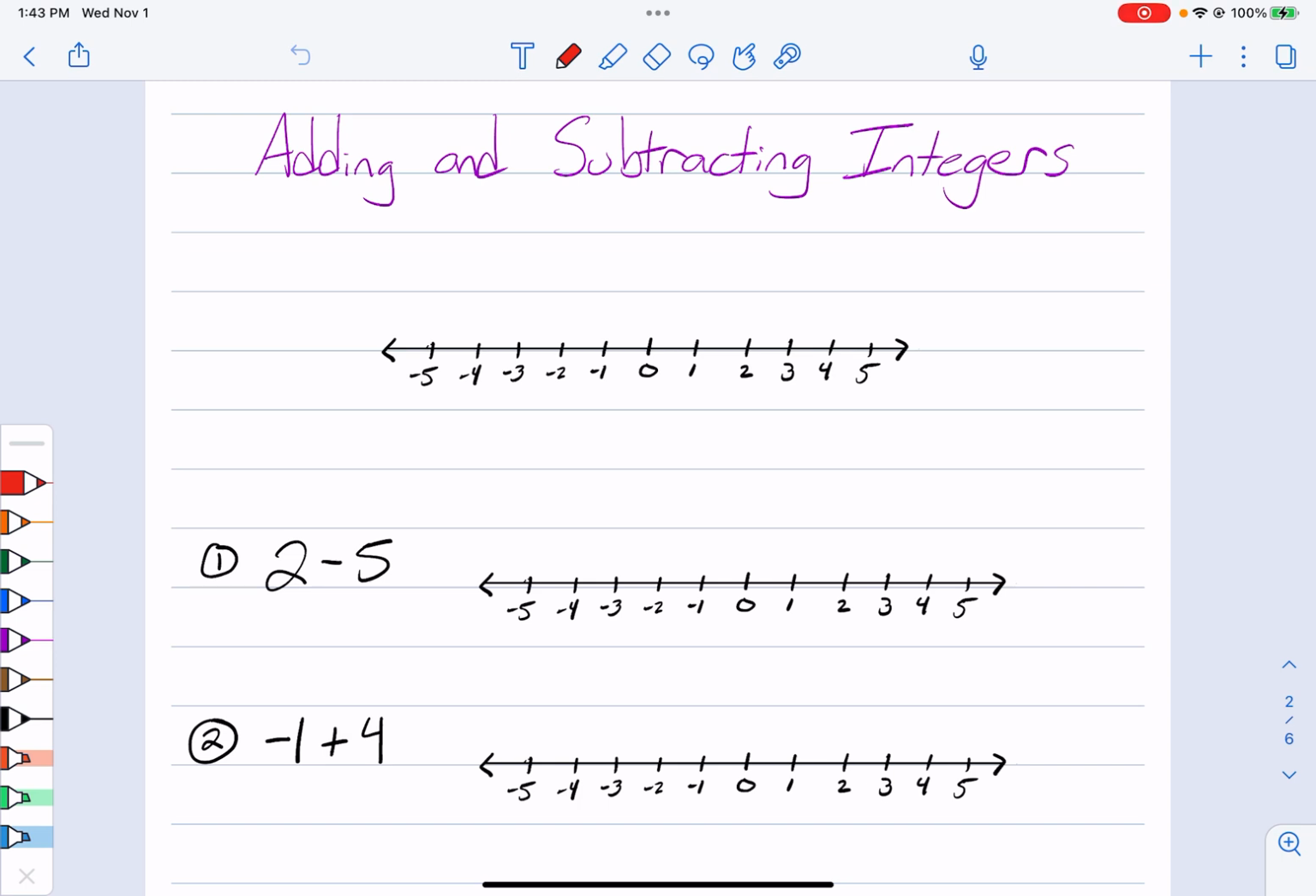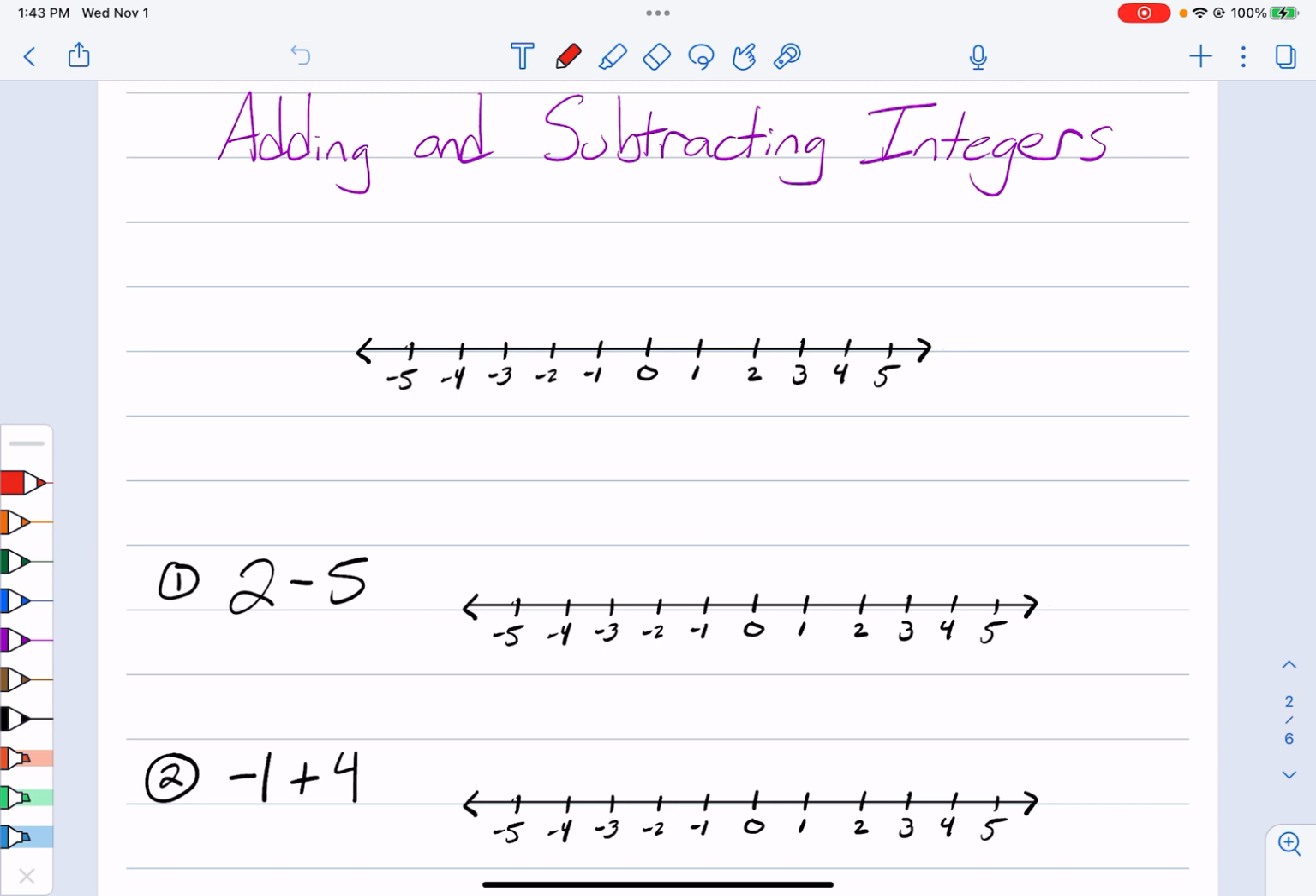So first, let's just talk about a normal number line. So our center is 0. If we look to the right, those are our positive numbers. And if we look to the left, those are our negative numbers. Something to notice, they are like mirror images of each other. So it goes to the right, 1, 2, 3. Goes to the left, -1, -2, -3.